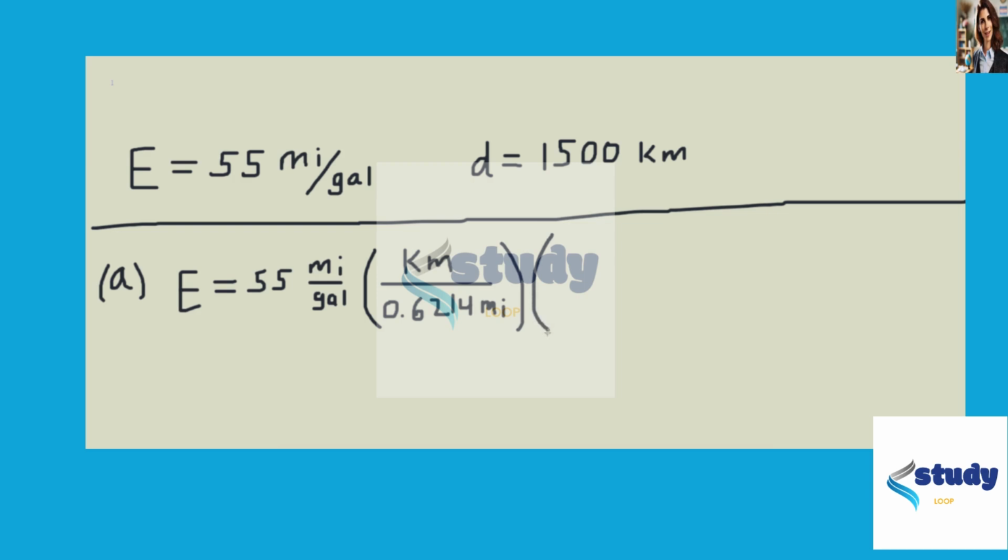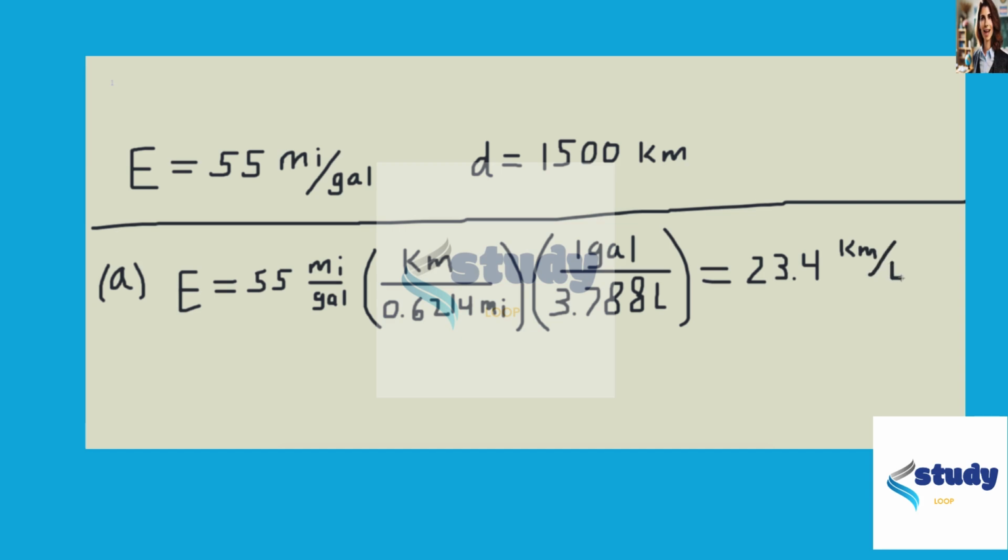And then we want to convert from gallons to liters. Gallons is on the bottom, but we want liters on the bottom, so we need to multiply by 1 gallon on the top. And 1 gallon, from Appendix E, is equal to 3.788 liters. Carrying out this expression will put us in units of kilometers per liter, and we find that this is equal to 23.4 kilometers per liter. We can box that in as our solution for A.